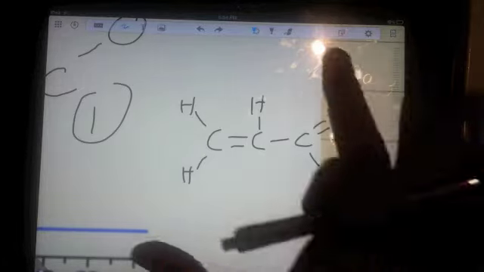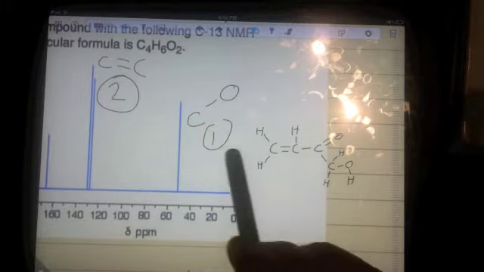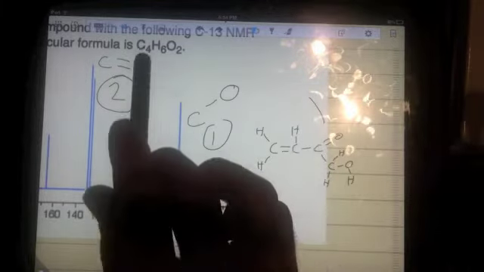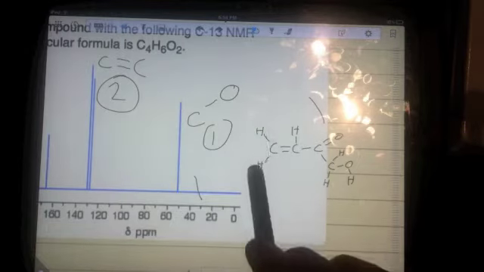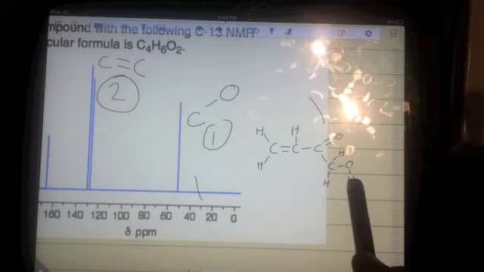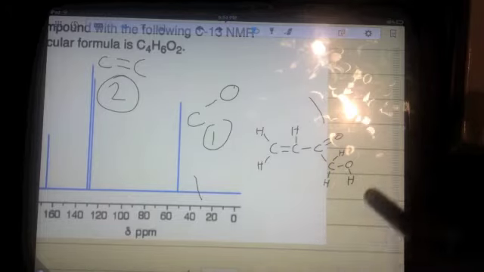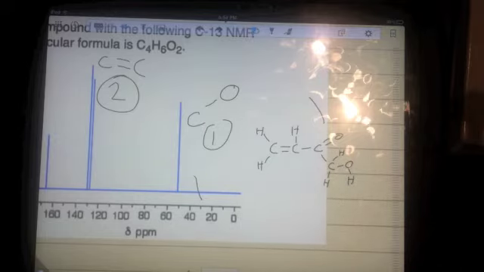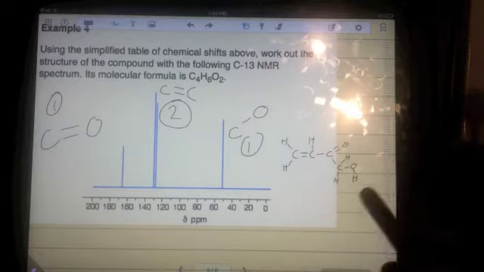So let's see if this fits in. Let's see if this works with our empirical formula or our molecular formula. 4 carbons, 1, 2, 3, 4. 6 hydrogens, 1, 2, 3, 4, 5, 6. 2 oxygens, 1 and 2, and that kind of makes sense for our molecular formula. So this is what it could end up looking like. This is one alternative for this molecule.